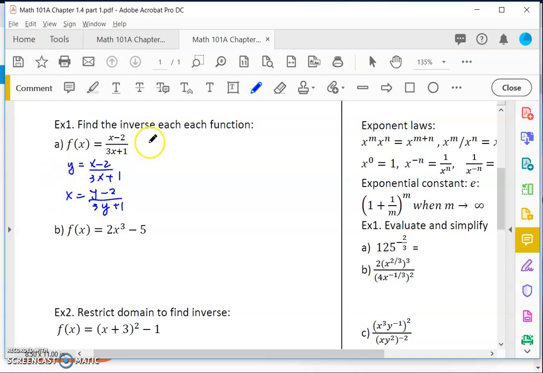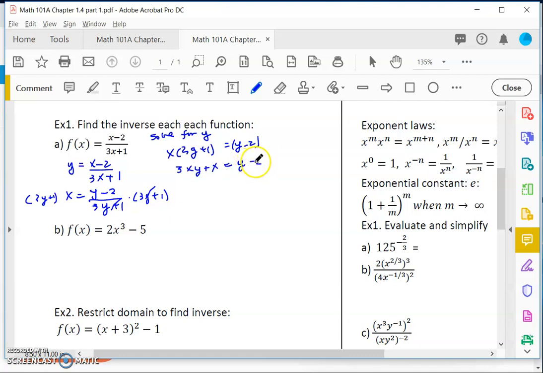So step 1, step 2, step 3: we have to solve for y. This is the step that involves a lot of work. You see how we have y in two different locations. How can I solve for y? First of all, we clear this denominator by multiplying 3y plus 1 on both sides. We get x times (3y plus 1), and the goal is to cancel the denominator. And now I have 3xy plus x equals y minus 2.